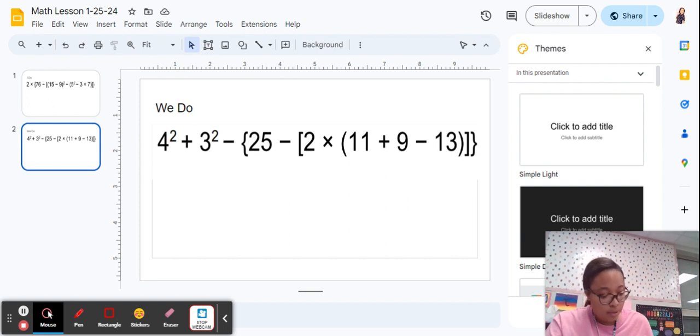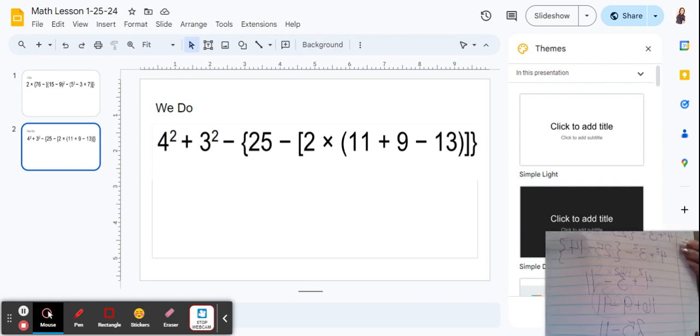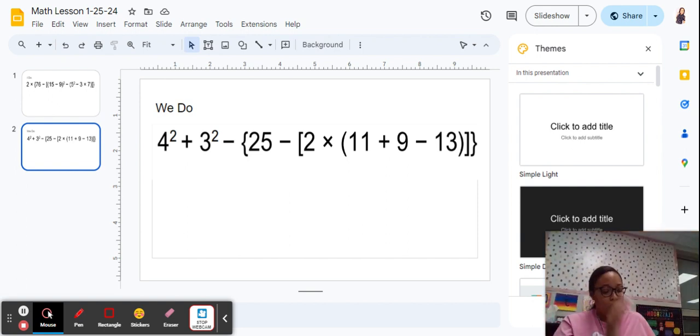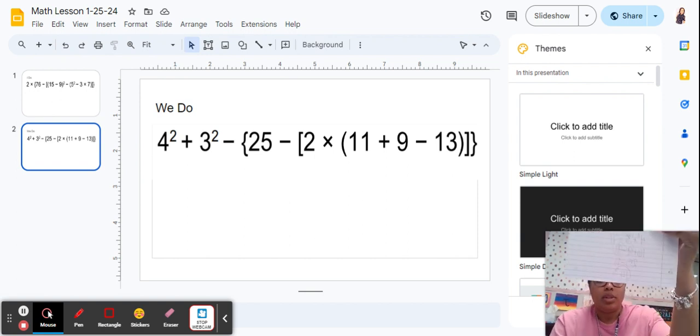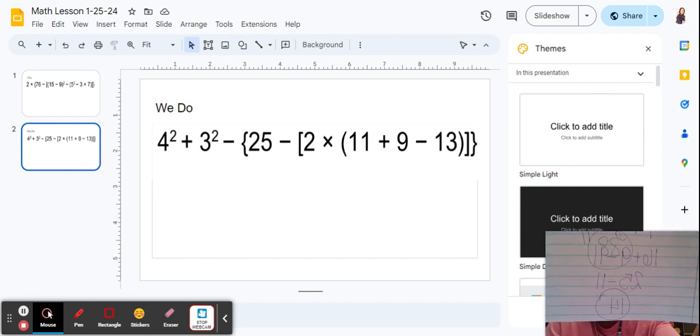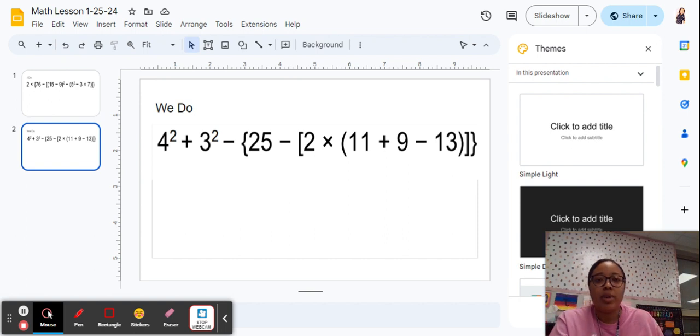And that's going to give you 25. 25 minus 11 is what you should be left with. And then 25 minus 11 is going to give you a final answer of 14. Okay, you guys are about to try some on your own. Good luck.